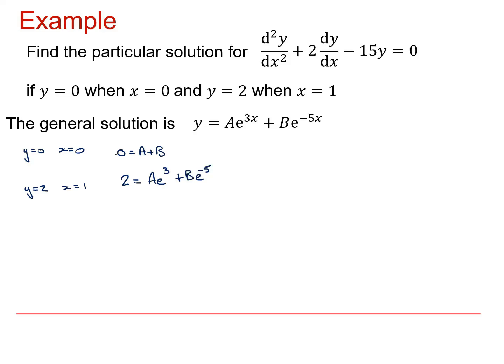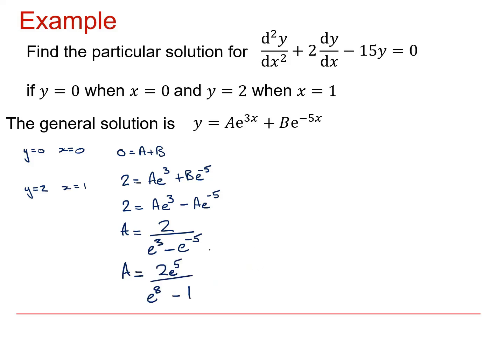Now because a plus b equals 0, I know that a is going to be equal to minus b, so I could rewrite this one as 2 is equal to a e to the 3 minus a e to the minus 5. So rearranging this gives me that a is equal to 2 over e to the 3 minus e to the minus 5, and if I times top and bottom by e to the 5, I'm going to get that a is equal to 2e to the 5 over e to the 8 minus 1.